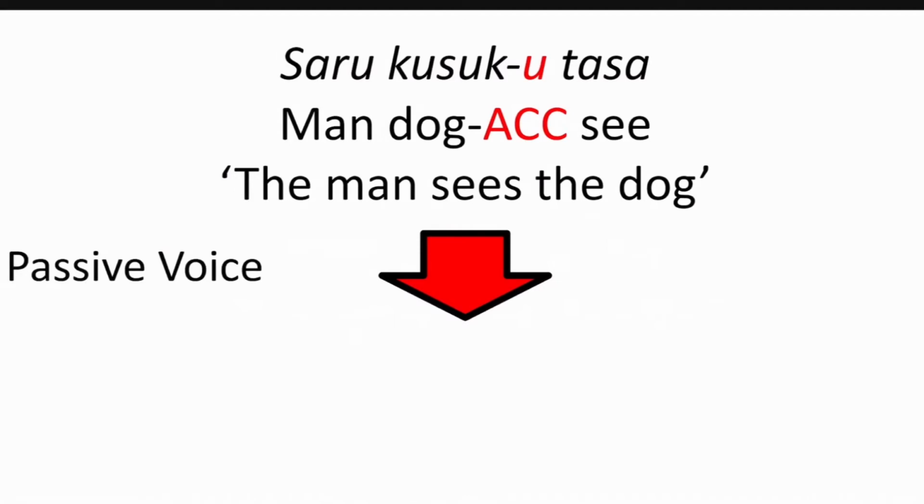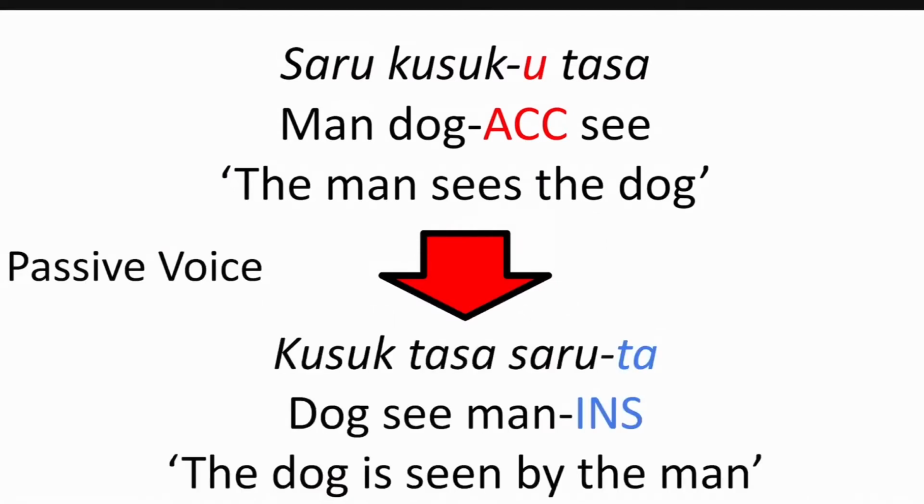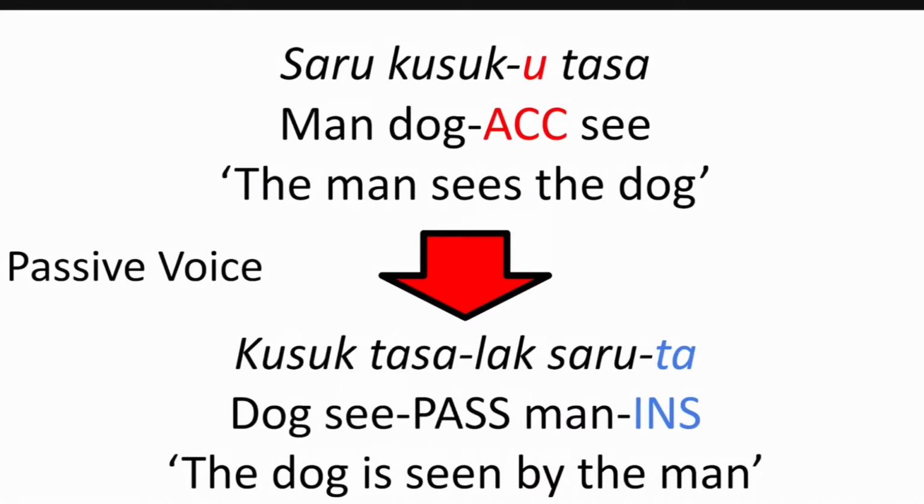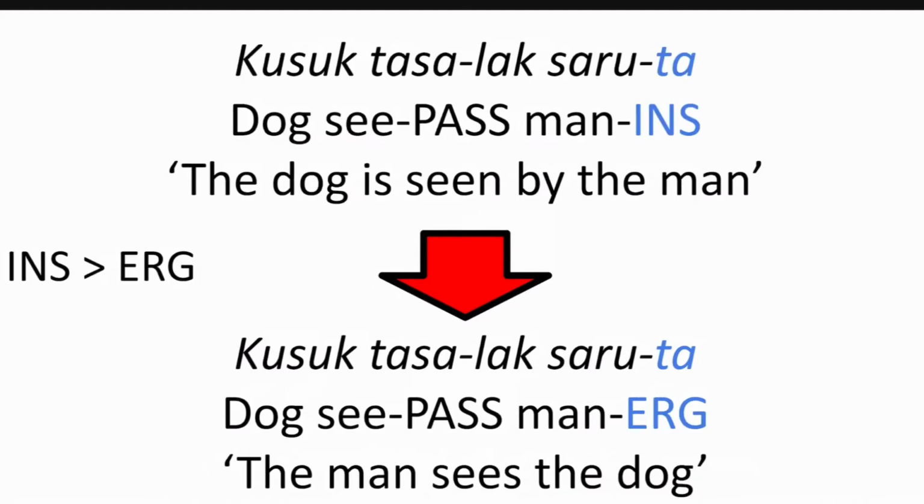Well, what would happen if we used a passive construction? Well, maybe like our first example, the patient, which is now the subject, gets fronted, and the agent, which is now an oblique or adpositional phrase, gets placed behind the verb and is marked with an instrumental case. What if our speakers, this time, decide to mark passivization on the verb, perhaps with a little suffix?